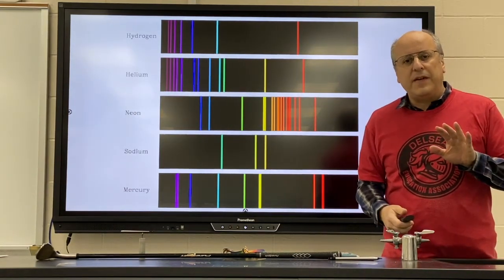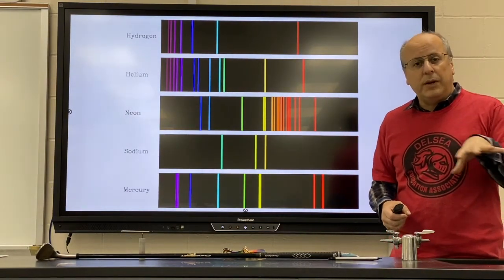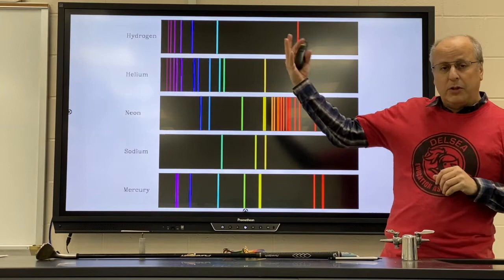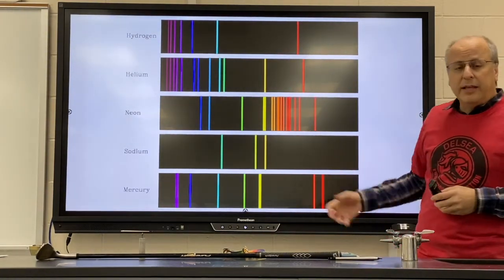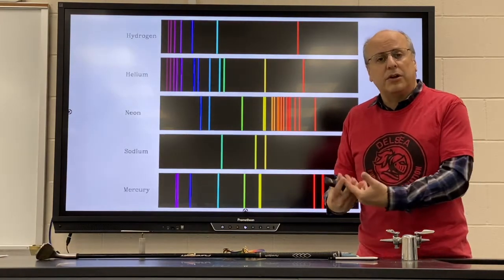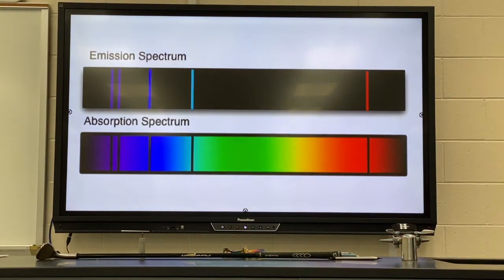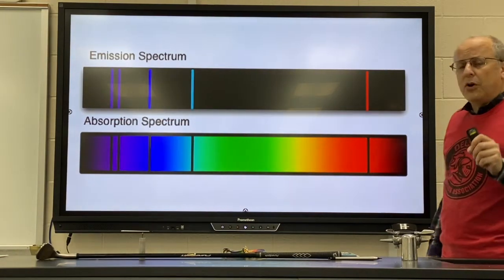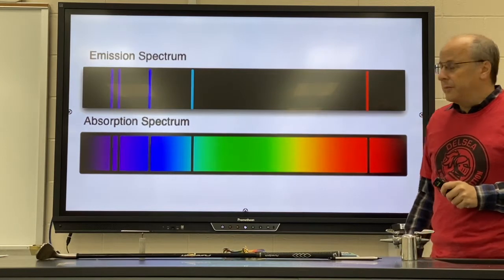This is a fantastic tool that we can use to figure out what an element is, especially when we're looking at a star far away. If we can see a pattern like this in the star, we can tell what the star is made out of. Okay, I also want to make sure I distinguish between something called an emission spectrum and something called an absorption spectrum.